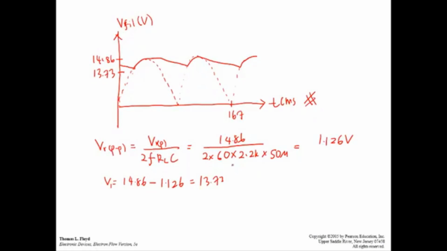If you need to get the DC voltage after the filtering, the DC voltage is defined by V peak of the ripple minus 1/2 VR peak to peak. So this is 14.86 minus 1.126 divided by 2. So you should get 14.3 volt. So this is the DC voltage.